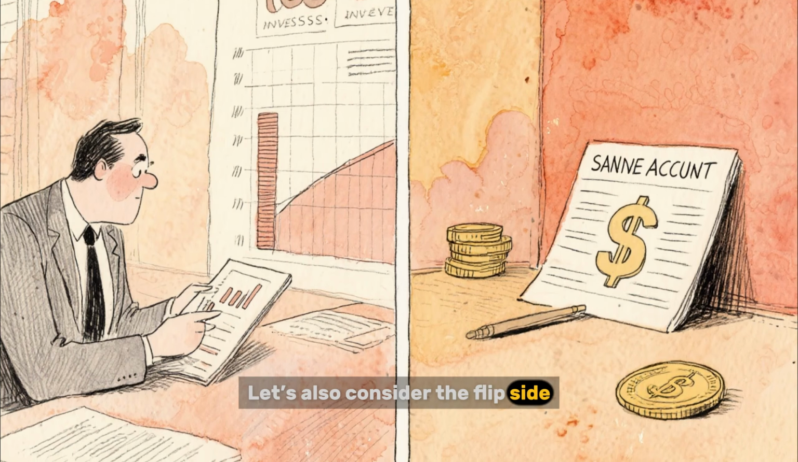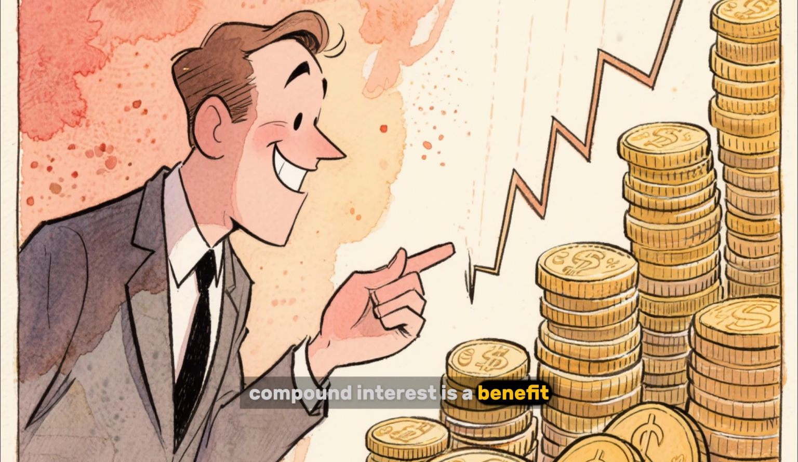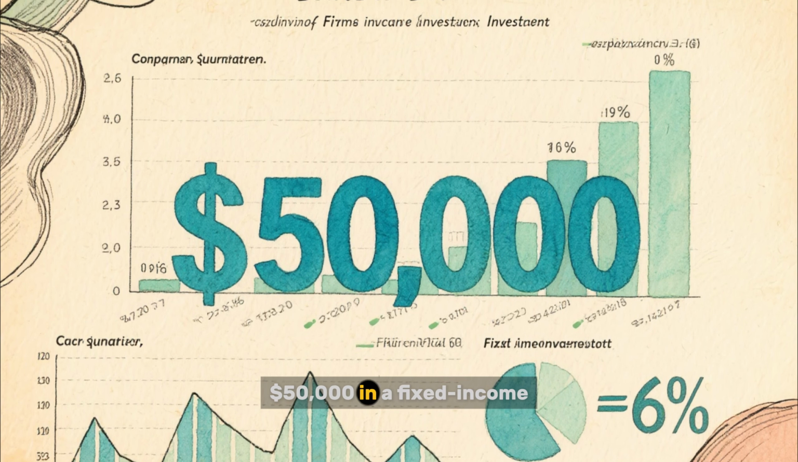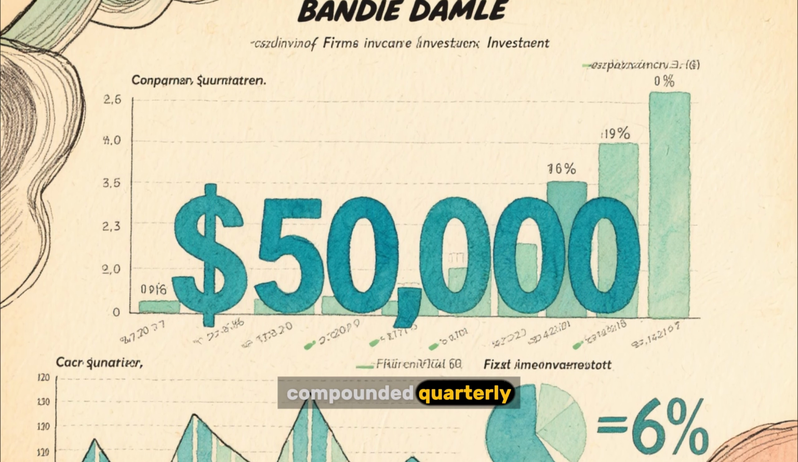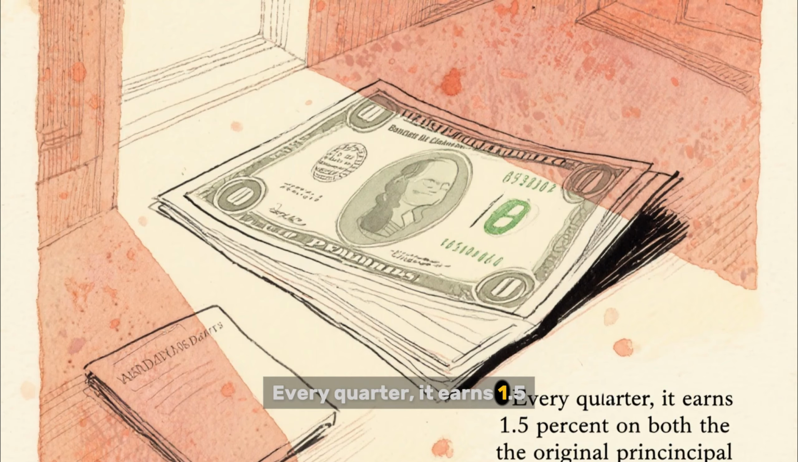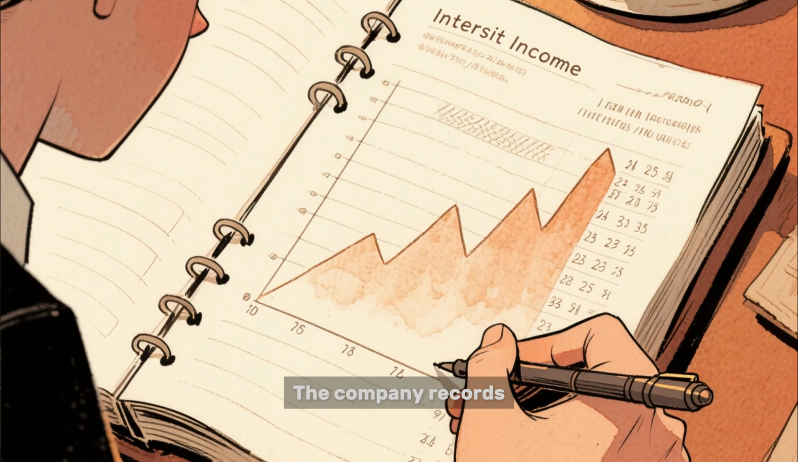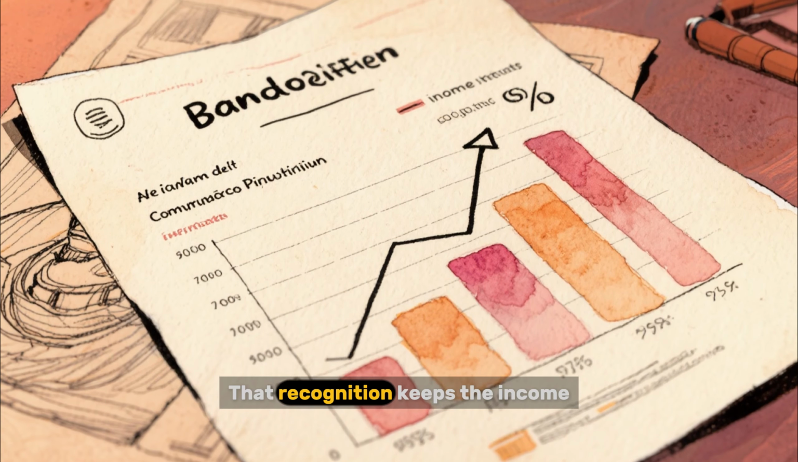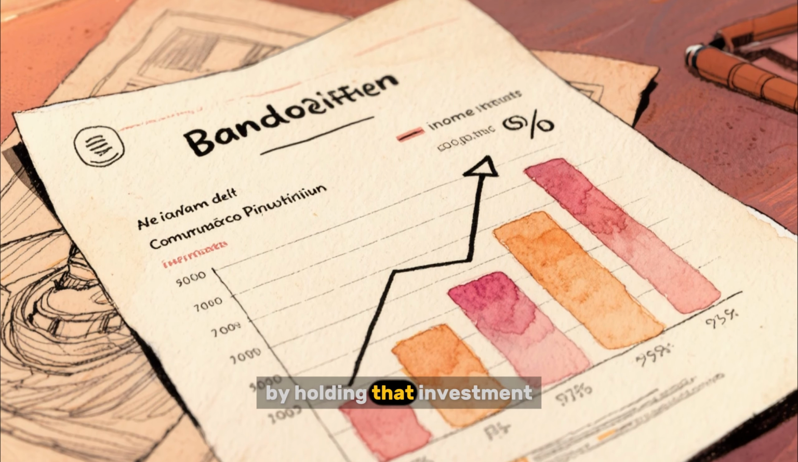Let's also consider the flip side, investments. For investors, compound interest is a benefit, not a burden. Suppose a company deposits $50,000 in a fixed income investment at 6% annual interest, compounded quarterly. Every quarter, it earns 1.5% on both the original principal and prior interest. The company records interest income each period, even if the cash isn't withdrawn. That recognition keeps the income statement accurate and shows shareholders the true value generated by holding that investment.